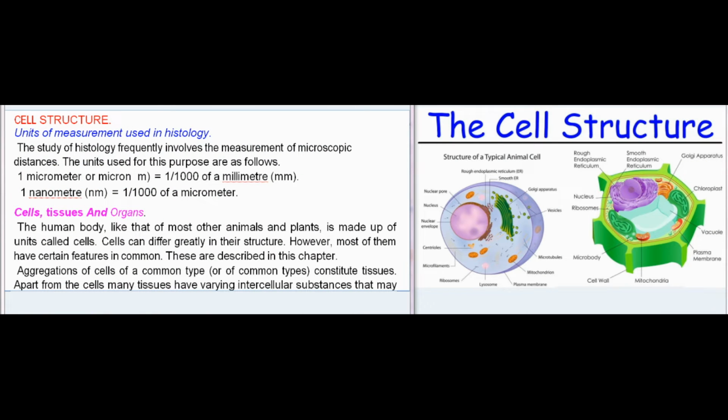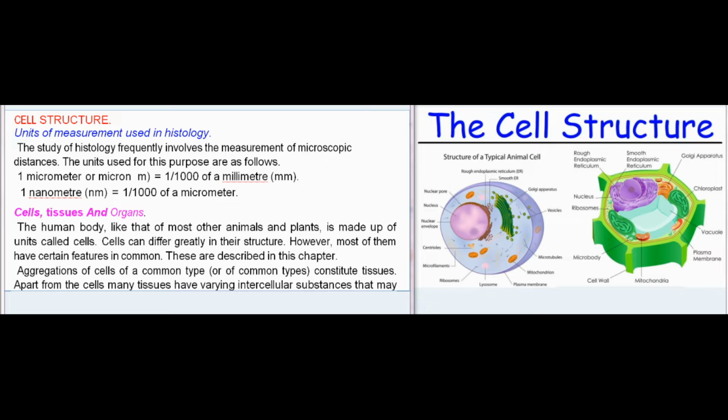Cell structure. Units of measurement used in histology. The study of histology frequently involves the measurement of microscopic distances. The units used for this purpose are as follows. 1 micrometer or micron (µm) equals 1/1000 of a millimeter (mm). 1 nanometer (nm) equals 1/1000 of a micrometer.